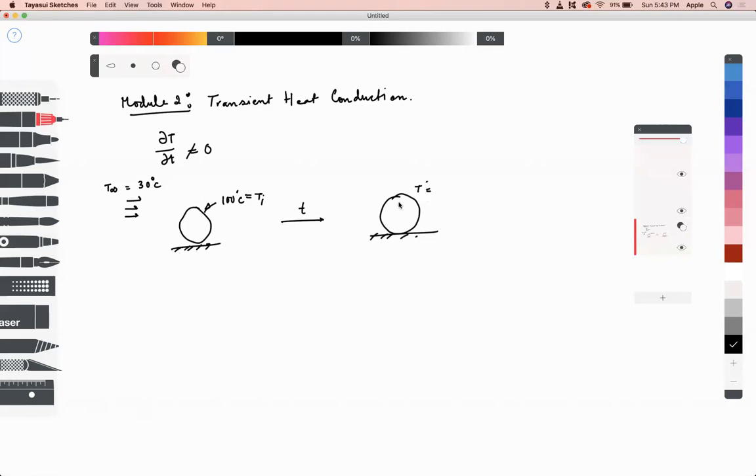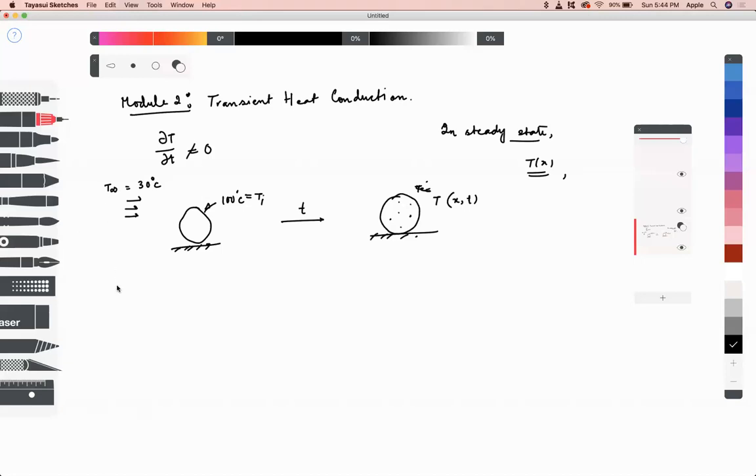Now, if I measure the temperature at this location, what is the temperature? Measure it at this location, what is the temperature? This location, what is the temperature? That means whether it is changing with respect to location, that particular thing we need to take into consideration. So temperature will vary both with respect to location and also with respect to time. In case of a steady state, temperature was varying only with respect to location, not with respect to time. Here it will vary with respect to location and with respect to time.